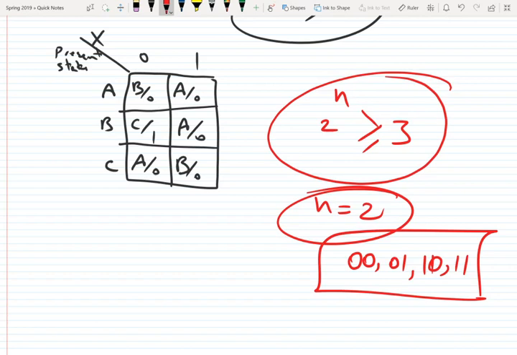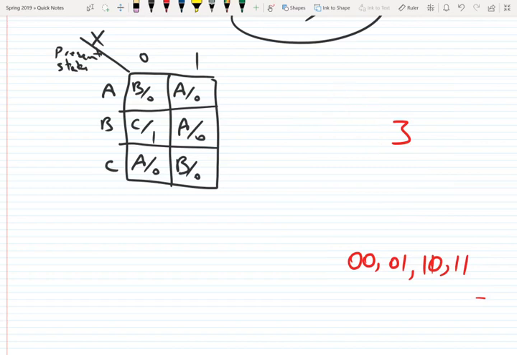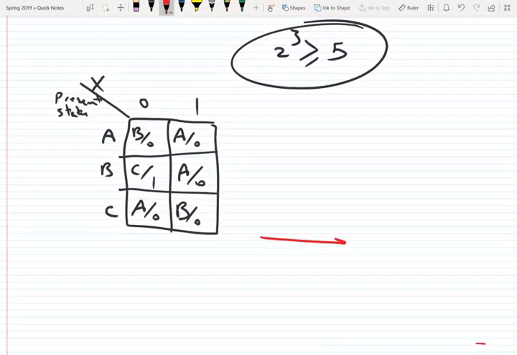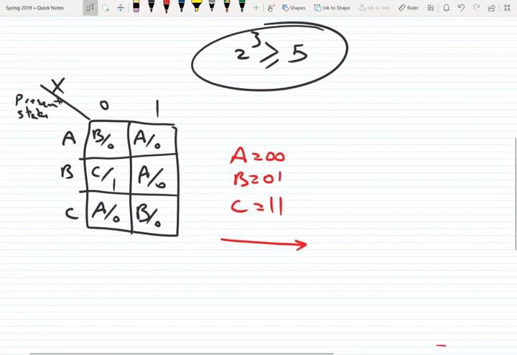So we need to assign these symbols to some states. So let's do that. If I assign these symbols to states, I can say A is assigned to 0 0, B is assigned to 0 1, and C is assigned to 1 1. What about 1 0? We don't care about 1 0 because we have only 3 states.